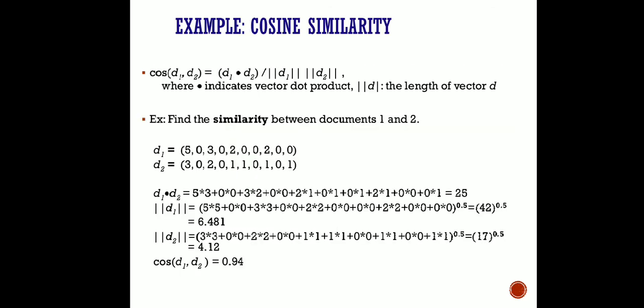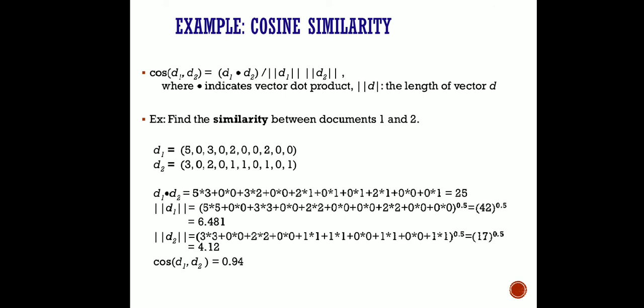So you can see we have fetched two vectors, D1 and D2. Now if we find the dot product of D1 and D2, it will be 25. Just see, we are multiplying the first element of the first vector with the first element of the second vector, that is 5 into 3, plus 0 into 0, plus 3 into 2, and so on. So it will come up to 25.